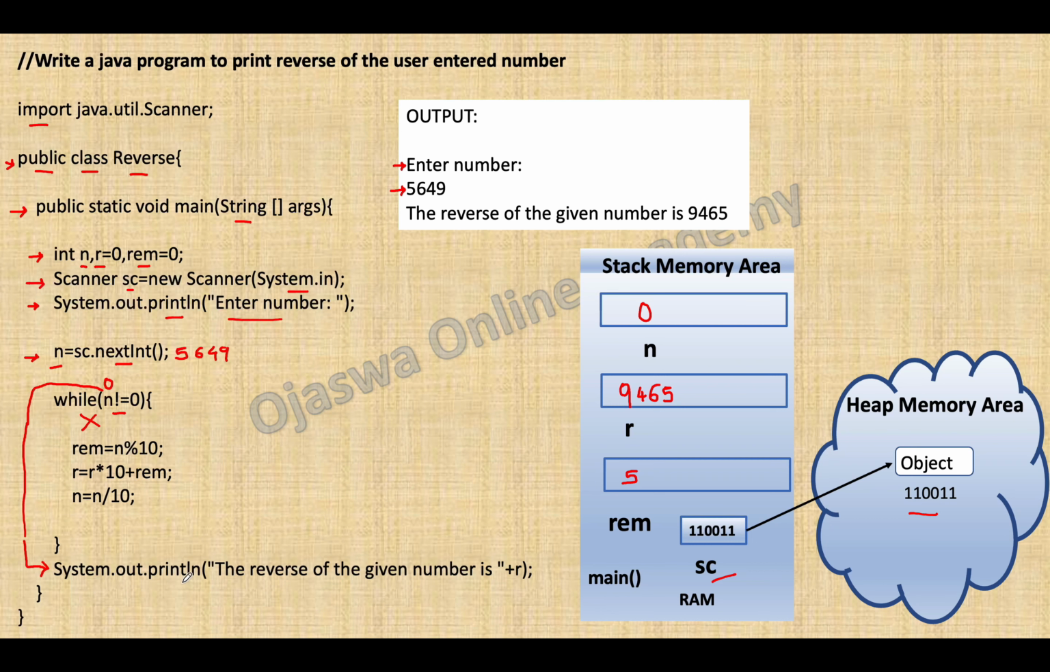Over here we are writing system.out.println. We are printing the output to the console. Inside the double quotation marks, we are printing the text, the reverse of the given number is. This is printed to the console. Reverse of the given number is variable R. So the value is retrieved from the variable R, that is 9465, and printed to the console. So this is exactly how we reverse the number 5649 and output it.